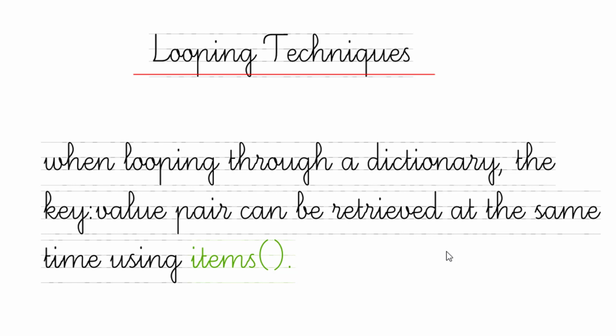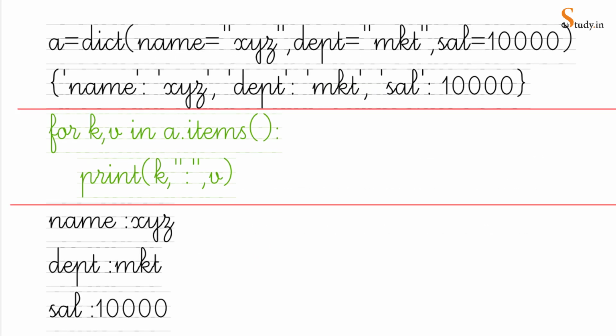So now let's start. Firstly, we will be looping through a dictionary using the items function. In the previous video when I explained dictionaries, I told you the syntax of the items function. Now we know that the items function returns key value pairs, so we will loop through this. Here is an example which I've taken. We have a dictionary of 3 key value pairs: name, department and salary. And to loop through this, we will use this syntax.